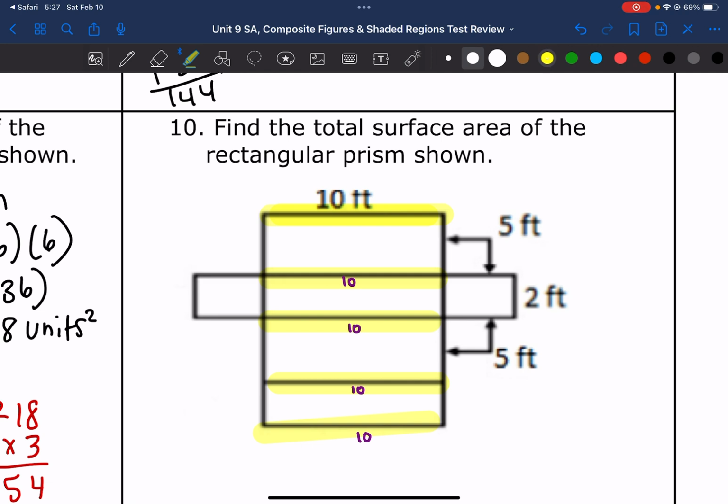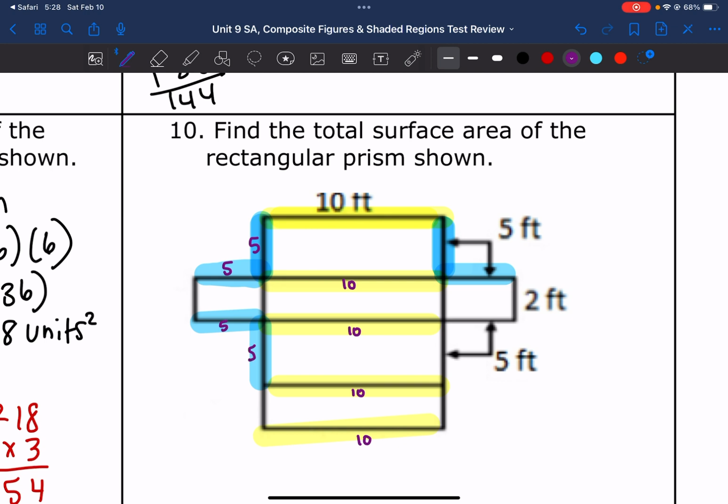Now, if this and this touch, they're both 5. And also, if this one over here is 5, then this one has to be 5, which means this one will also be 5. So here, 5 here, 5 here. And again, parallel side, that means this one's also 5. This one will also be 5 because it's going to touch.